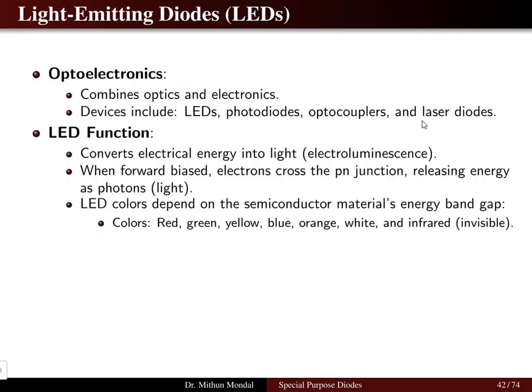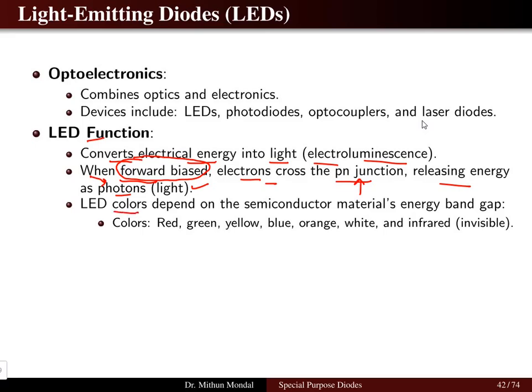If we talk about the function of the LEDs, they convert electrical energy into light using the principle known as electroluminescence. When the diode is forward biased, electrons cross the PN junction and release energy as photons in the form of light. So we are required to put the diode in the forward bias region so that the electrons cross the PN junction, and then we get the photons in the form of light.